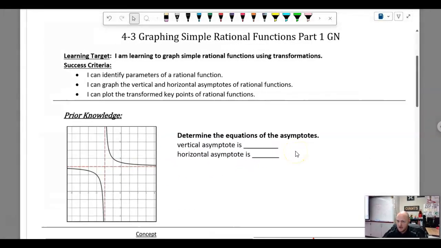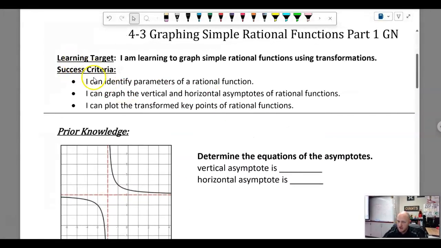So here is our learning target, and you'll be successful if you can identify parameters. Those are the a, h, and k. If you don't know what a, h, and k is, make sure you go back and watch lesson 2 where we talk about that. You can graph and identify the vertical and horizontal asymptotes of a rational function, as well as plot the transformed key points.